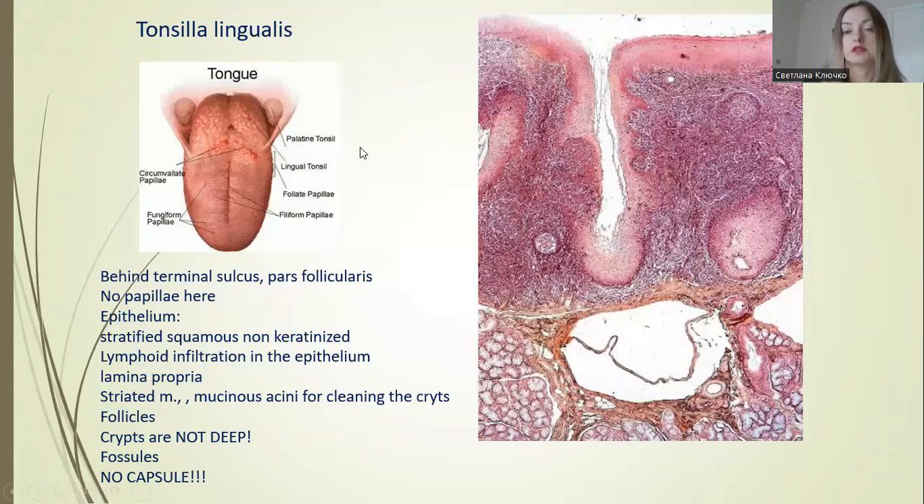Tonsilla lingualis. You can see the localization of tonsilla lingualis, this one, and you can see a histological section of tonsilla lingualis. Also, mucosa, crypt, lymphoid nodules, diffuse lymphoid tissue. No capsule, and crypts are not deep.